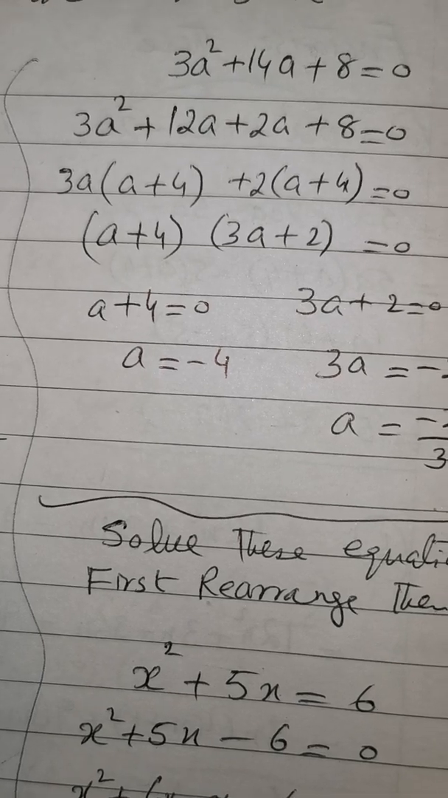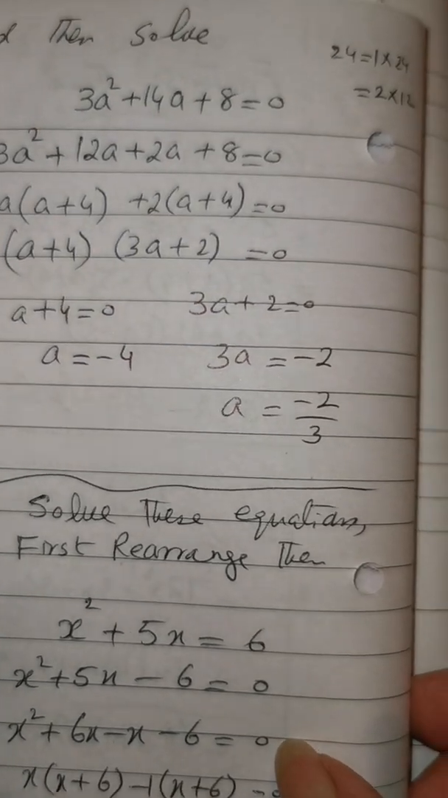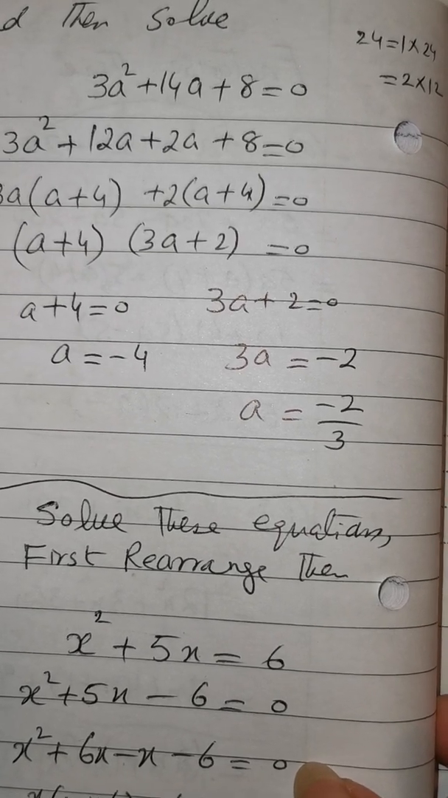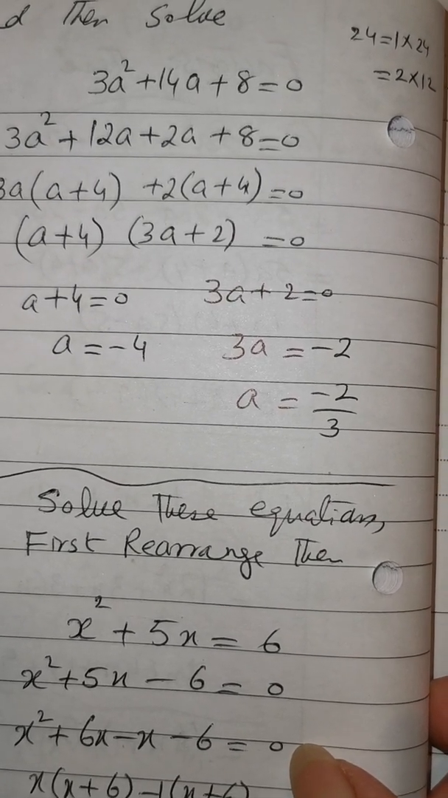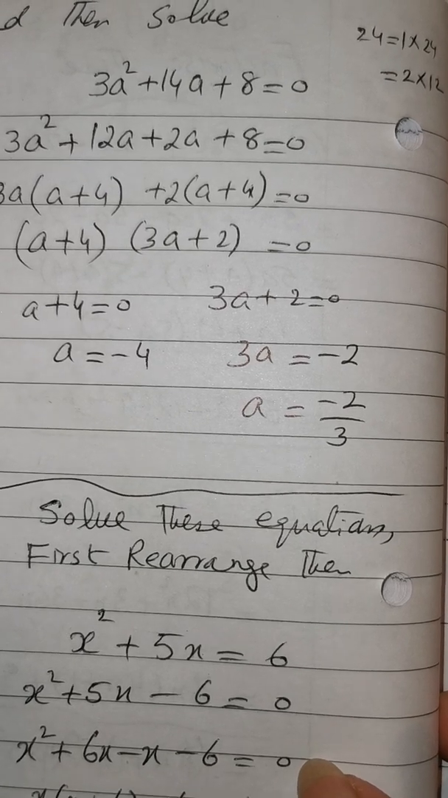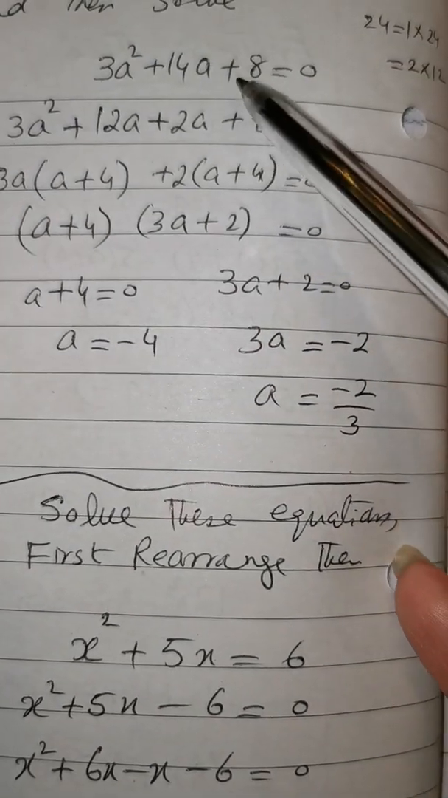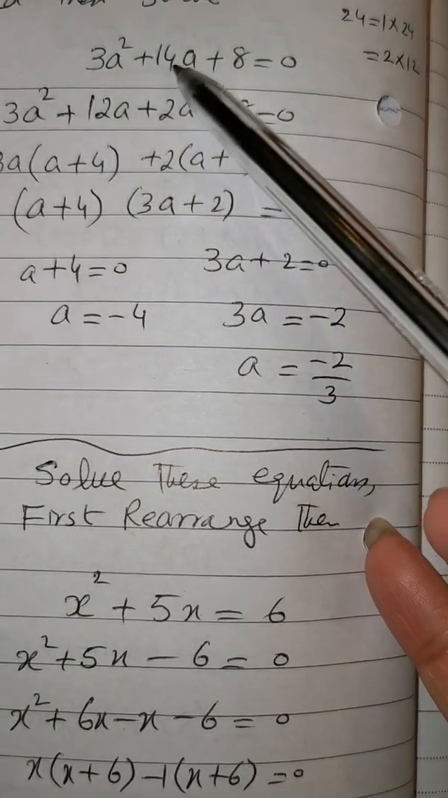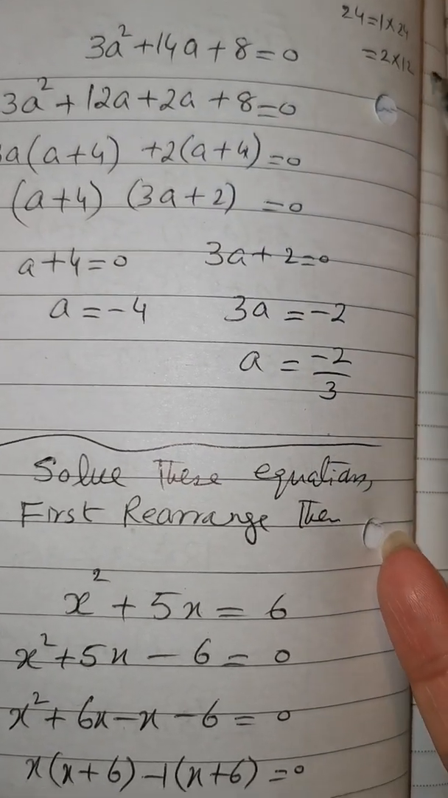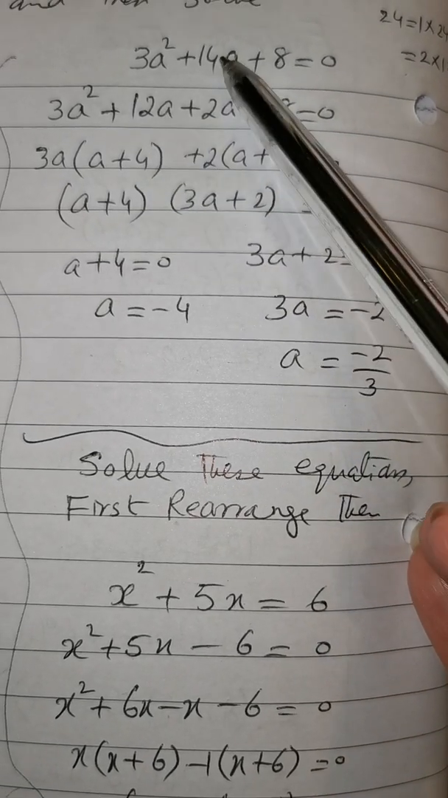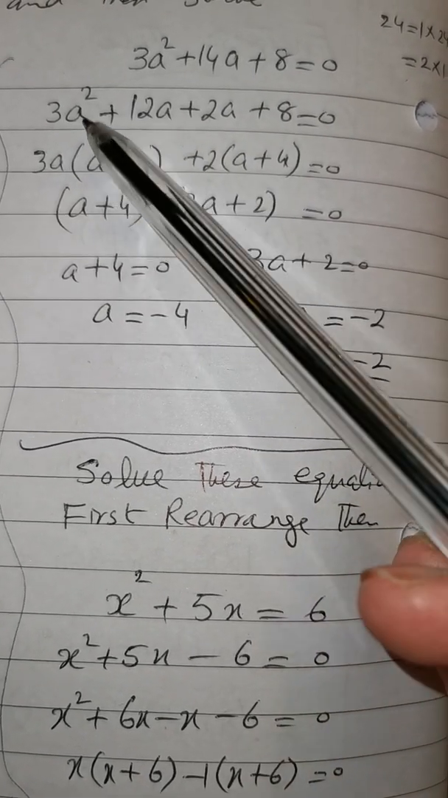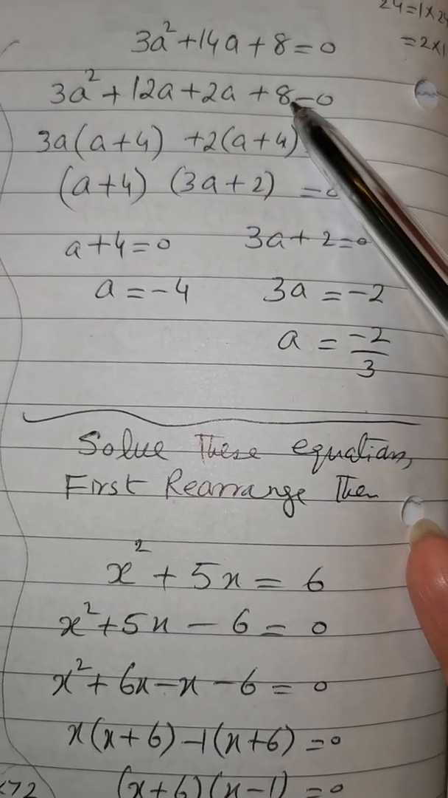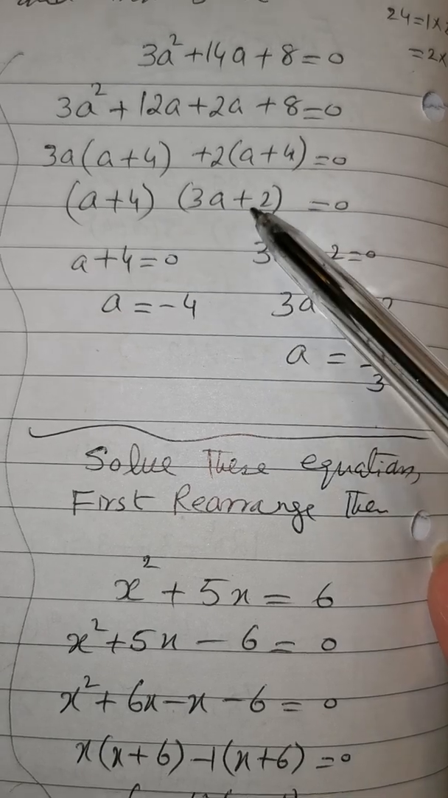Next is the case again, it's similar to previously. 8 multiplied by 3 will give you 24. I have chosen the factors of 24 by starting from 1, then 2. 2 times 12 will give 24, and this plus sign of 8 represents that I will choose those factors whose addition will give me 14a. So 12 and 2, when you add them, will give you 14. After that, taking common from this pair and this pair, then you will get this one.